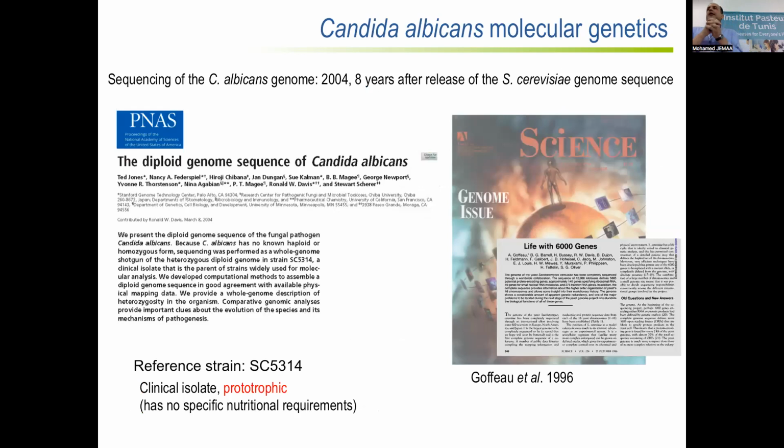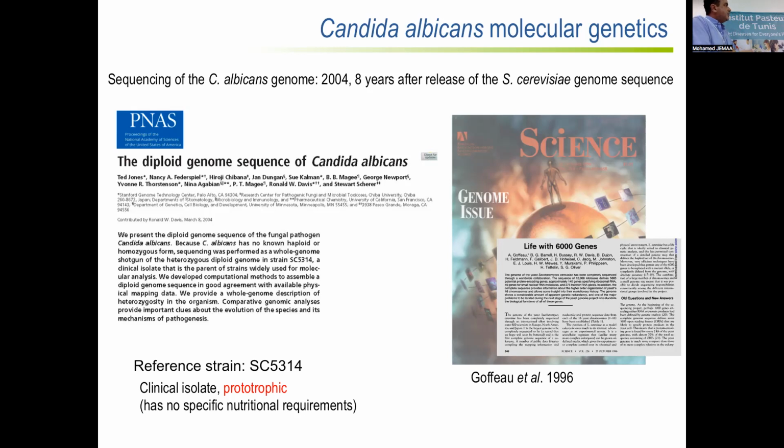So the sequencing of the Candida albicans genome was performed in 2004, nearly 8 years following the release of the Saccharomyces cerevisiae genome sequence, a seminal publication in Science by André Goffeau and collaborators in 1996, with the title "Life with 6,000 Genes," meaning that the first eukaryotic organism to be sequenced is Saccharomyces cerevisiae. This is a budding yeast or bakery yeast, la levure du boulanger. And it was followed by sequencing of the whole genome of Candida albicans.